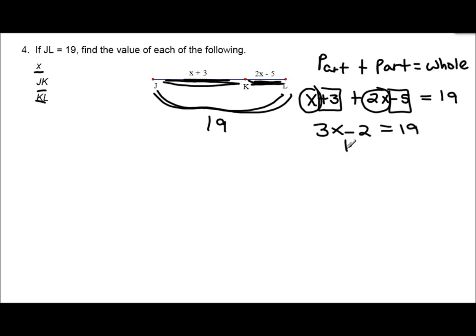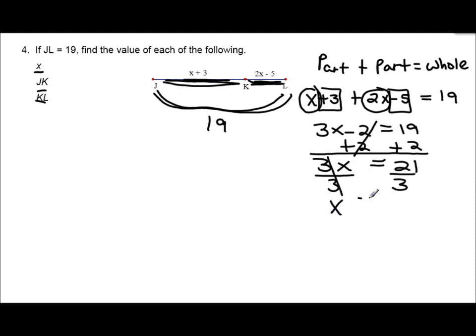I would then add 2 to both sides of my equation. So 3x equals 21. And I would divide both sides by 3. So x would be 7. The next thing you're going to want to do is figure out what the length of JK is. So if JK is x plus 3, that would be 7 plus 3, which is 10.